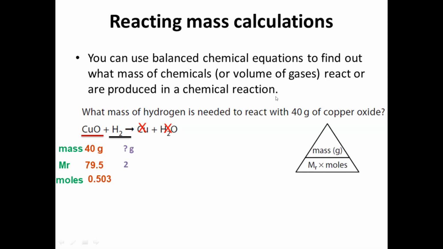Now here the ratio is 1 to 1. So if I know the moles of copper oxide is 0.503, the moles of hydrogen is going to be the same. If this was a different ratio, then I might need to double it, half it, and so on, like we did in the previous exercise. So now we have the MR and the moles. We can work out the mass: it's moles times MR, and that's the answer. The answer is now given to two significant figures because our data, 40 grams, was given to two significant figures.